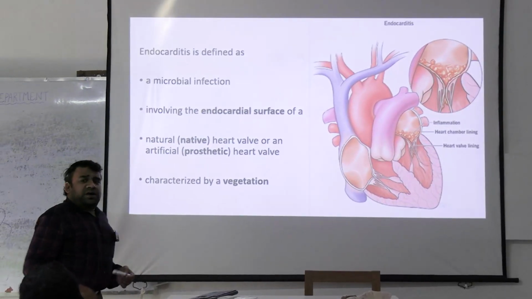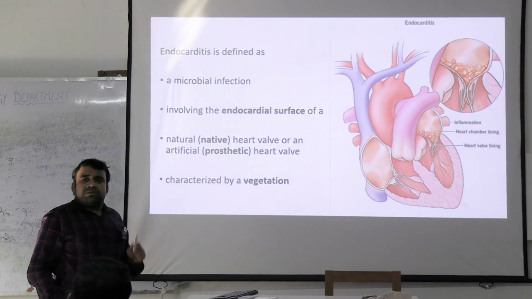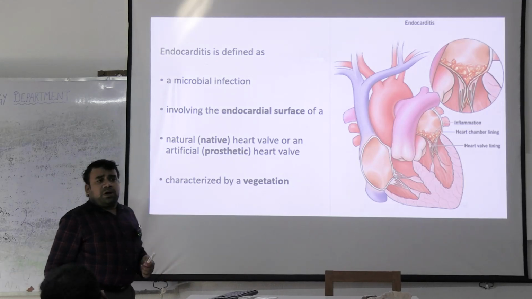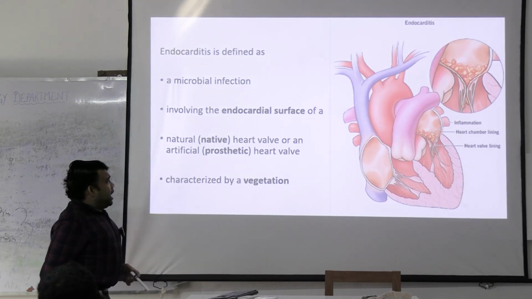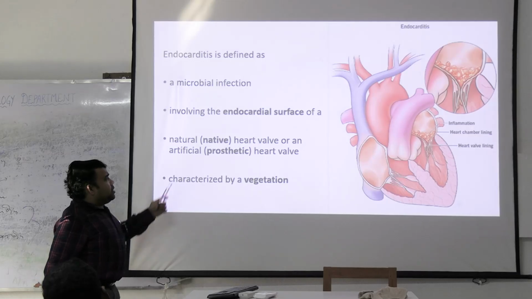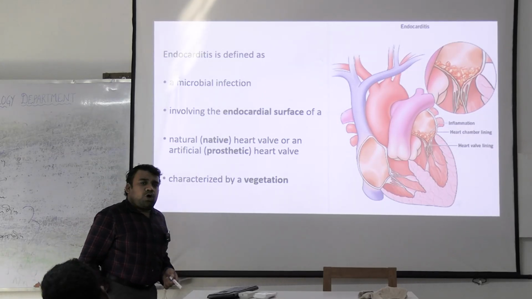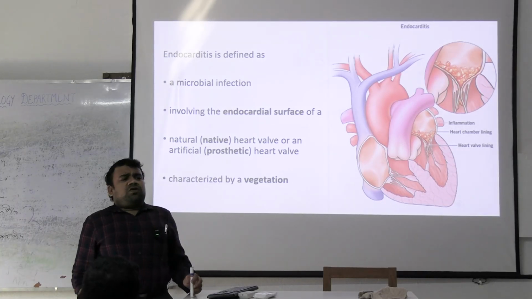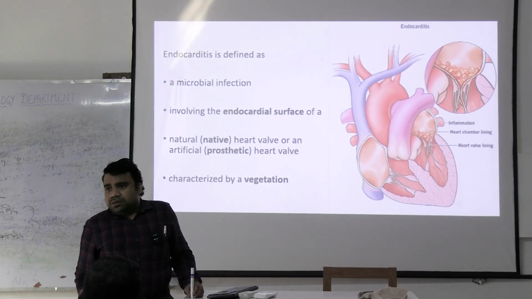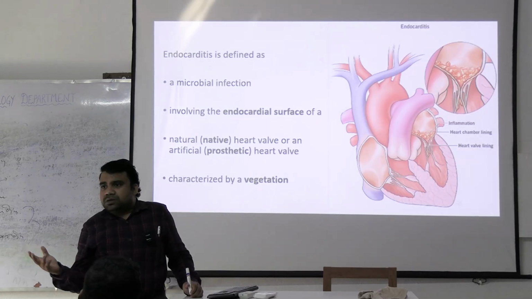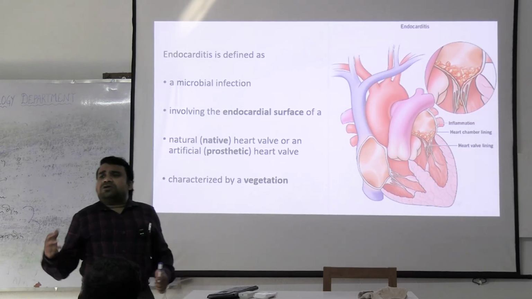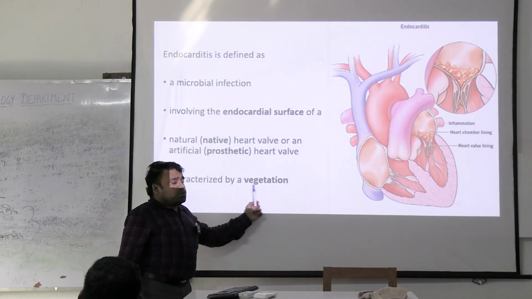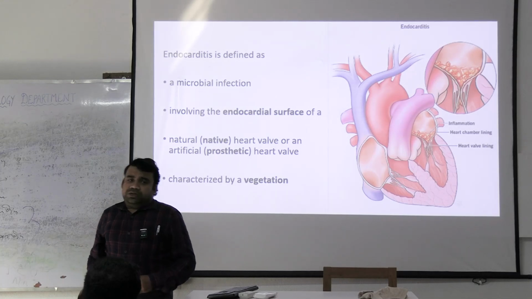Now, when we say endocarditis, I'm talking about infective endocarditis. Infective means there is a microbial infection of the endocardial surface, and it may infect valves, which could be natural or prosthetic. Prosthetic means people who have undergone valvular repair or prosthesis, maybe because of any cause. It could be a valvular defect, congenital defect, etc. And finally, a very important part is this one. It is called vegetation.